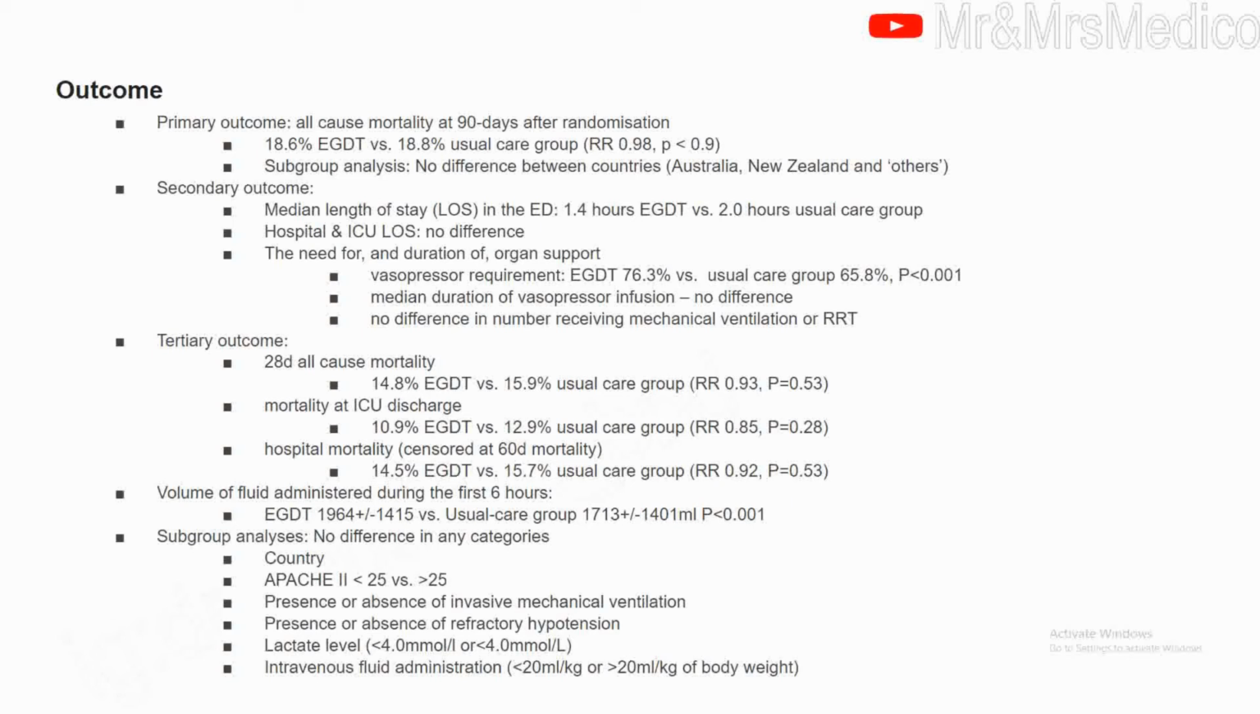Subgroup analysis, no difference in any categories: country, APACHE score, presence or absence of invasive mechanical ventilation, presence or absence of refractory hypotension, lactate level less than or more than 4 millimoles, intravenous fluid administration less than 20 ml per kg or more than 20 ml per kg of body weight.